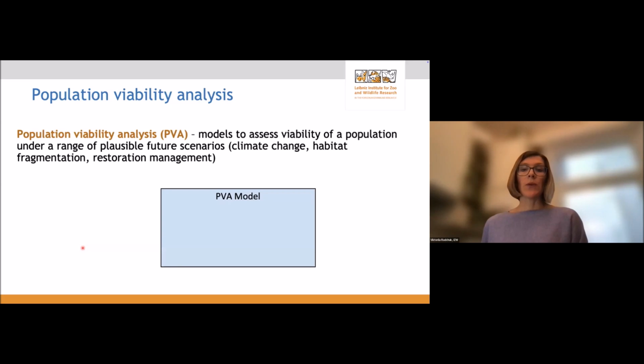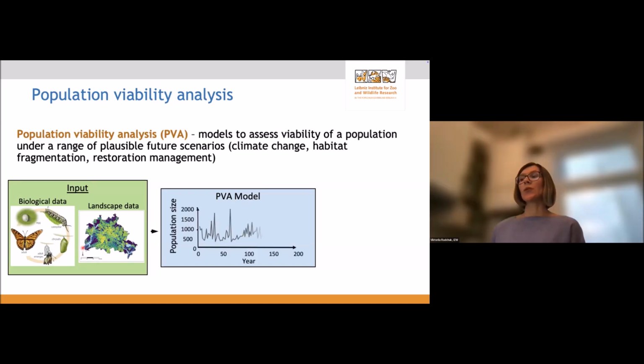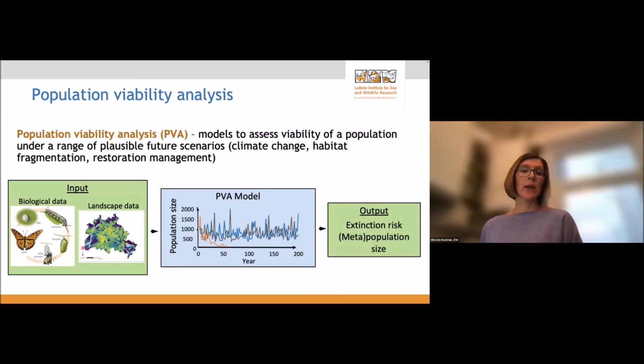However, usually as input a PVA model requires at minimum the biological data, so the data that describes the life cycle of the species. And of course, if it's a spatially explicit model, we may also use landscape data. Then what we typically do, we project the population size over time, and we often use stochastic models. So therefore, you see different simulation runs resulting in slightly different outputs. And in one of these runs, depicted in orange, the population goes extinct. As output of a PVA model, we obtain estimates of population viability, for example, extinction risk and metapopulation size.